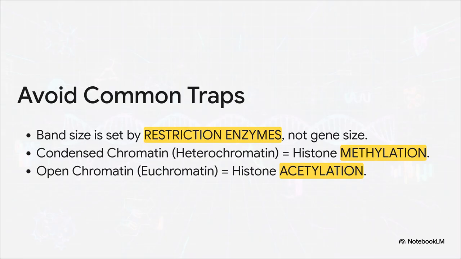Now, let's make sure you don't fall for some of the really common traps here. Pro tip number 1, the size of that band you see is determined by where the restriction enzymes cut, not by the size of the gene itself. That is a classic trick question. Pro tip 2 and 3, just lock these in your brain. Condensed, closed-off heterochromatin goes with histone methylation. Open, accessible euchromatin goes with histone acetylation. If you can get those two things straight, you're grabbing some easy points for sure.